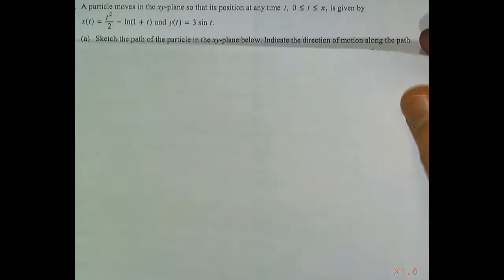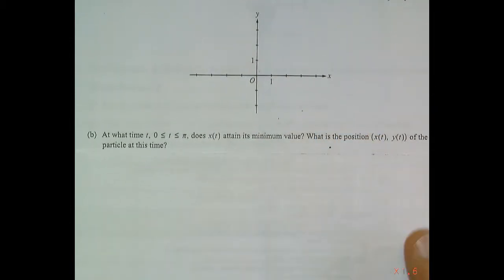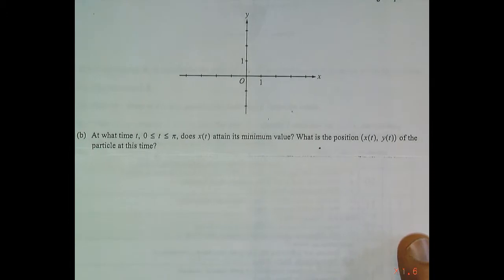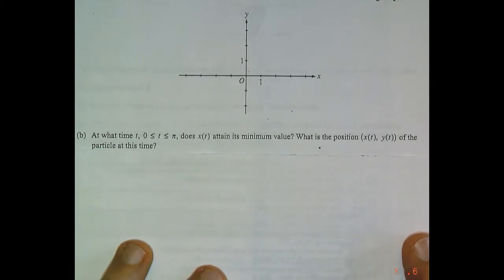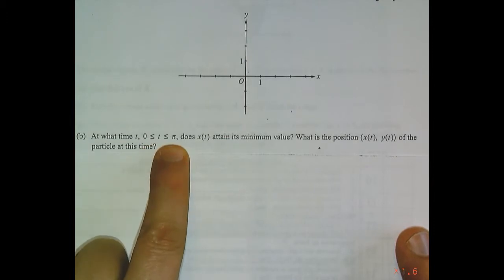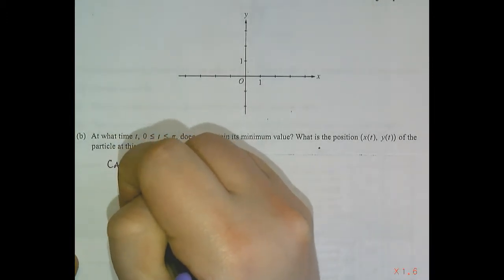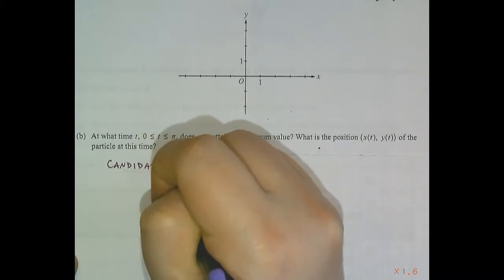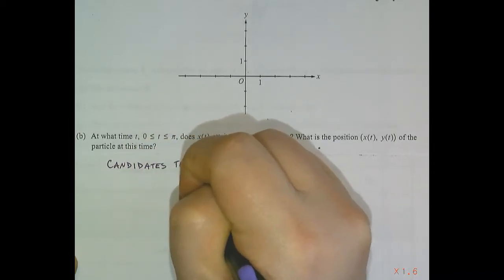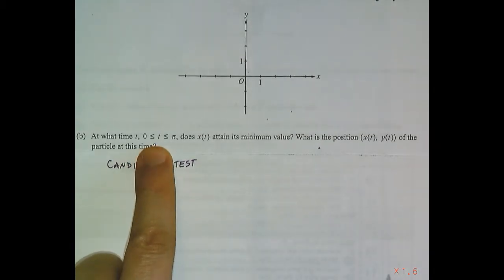All right, moving on to part B. Part B says, at what time does x of t attain its minimum value? So we're going to be looking for a minimum over an interval of 0 to pi, and this should spark thoughts of the candidates test to see what an absolute minimum on a closed interval is.